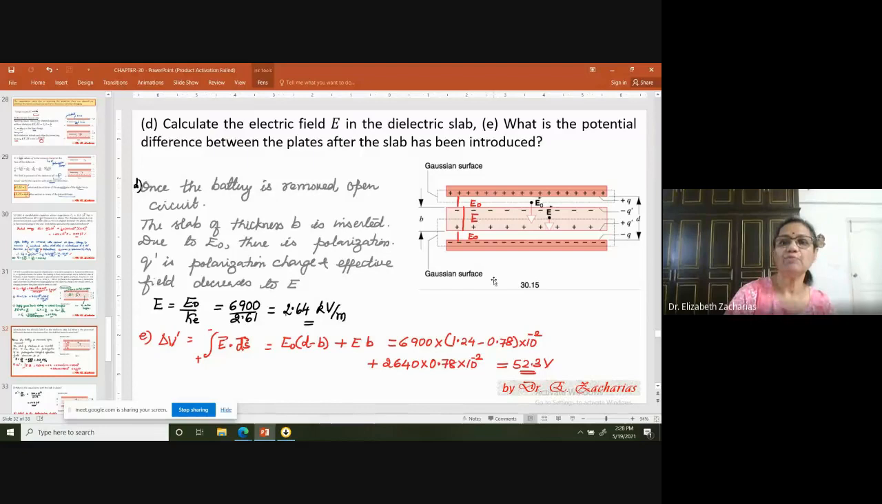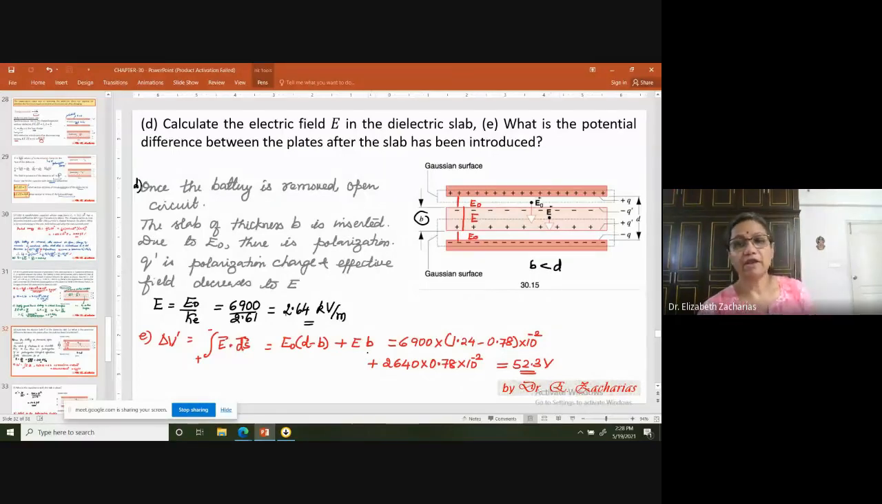And please, in this problem, he is not going to put a dielectric slab of thickness D. D is the gap between the plates. He is going to put a dielectric slab of thickness B. B is less than D. Okay. Now, after putting the slab, the electric field is going to become less.